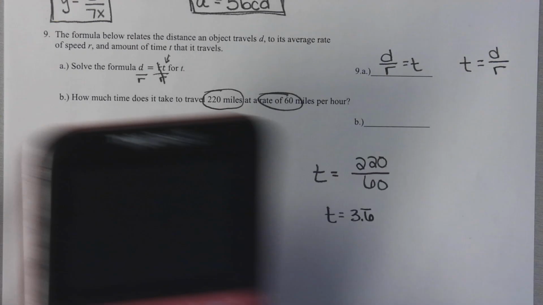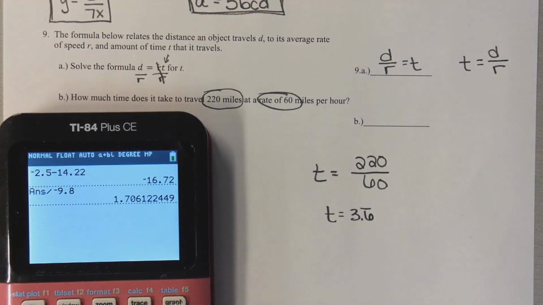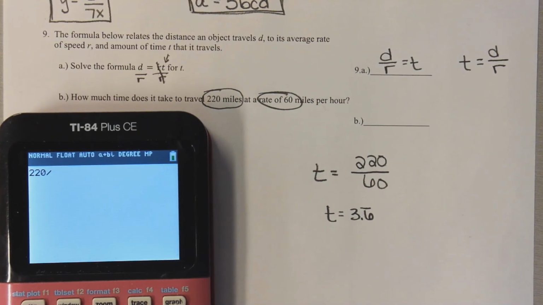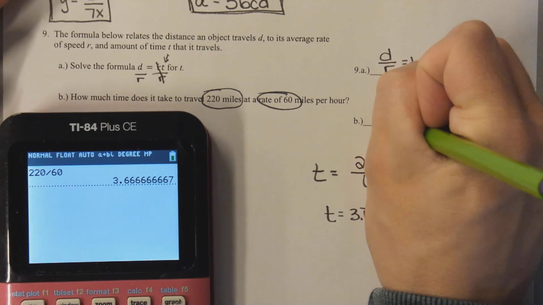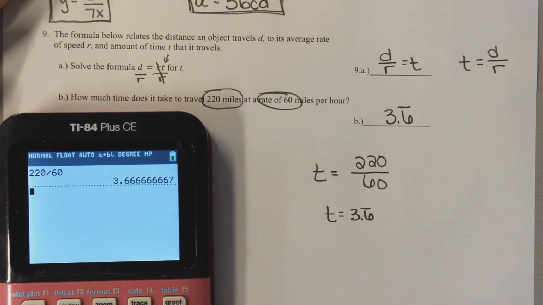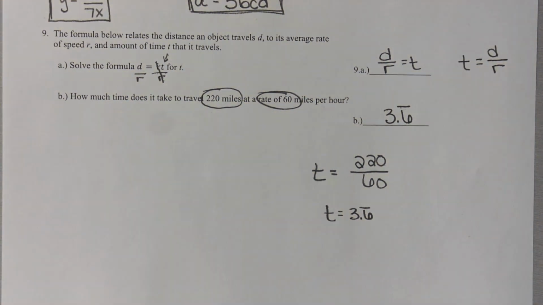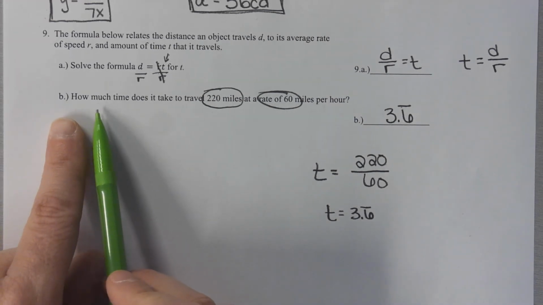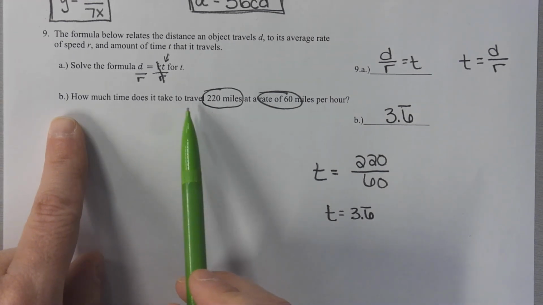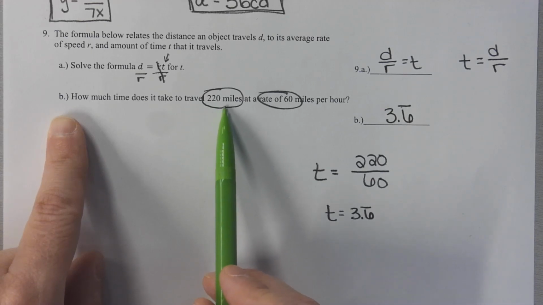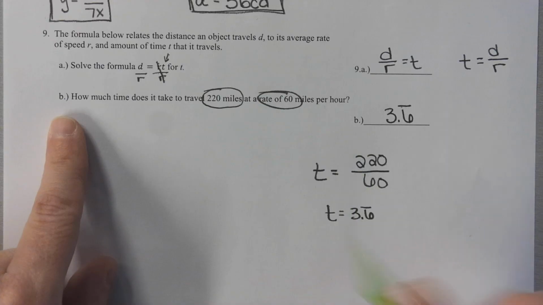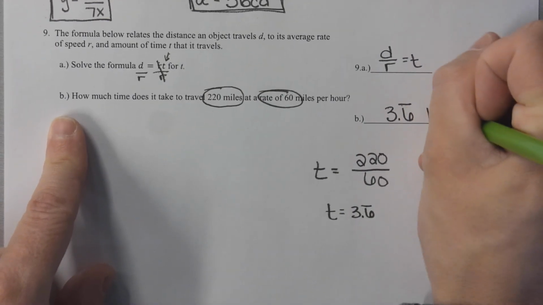So let me show you what it looks like, just so you know. On my calculator, when I did 220 divided by 60, I got this. And remember, we put a cap over it to show it repeats. Now, we want to put our unit of measure. It says how much time. What were we working in terms of time? Read back through your problem. What was our unit of measure for time? Is miles a unit of measure for time? It's hours. So it'll just be hours.